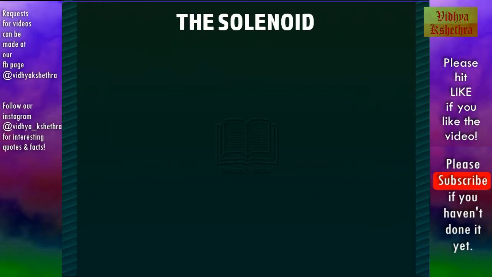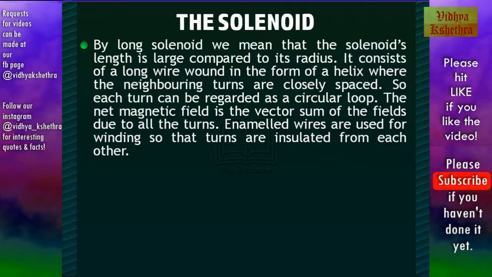Now we can see the solenoid. By long solenoid, we mean that the solenoid's length is large compared to its radius. It consists of a long wire wound in the form of a helix, where the neighboring turns are closely spaced. So each turn can be regarded as a circular loop. The net magnetic field is the vector sum of the fields due to all the turns. Enameled wires are used for winding so that turns are insulated from each other.